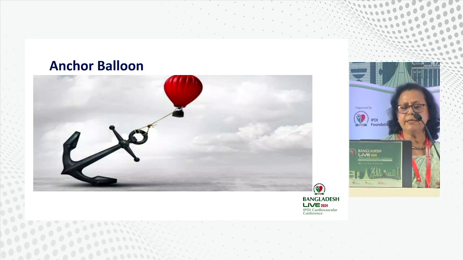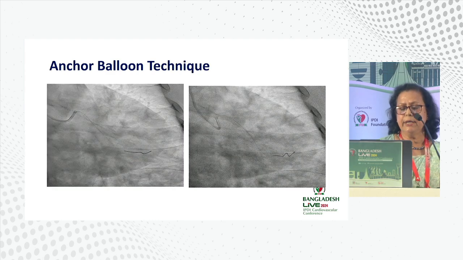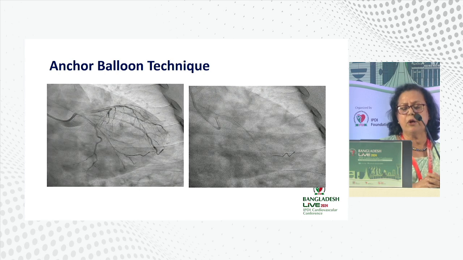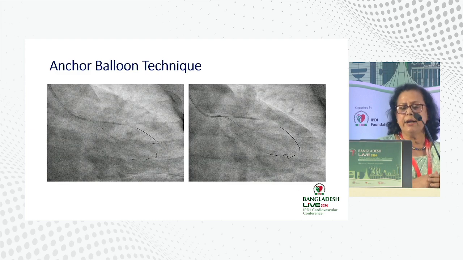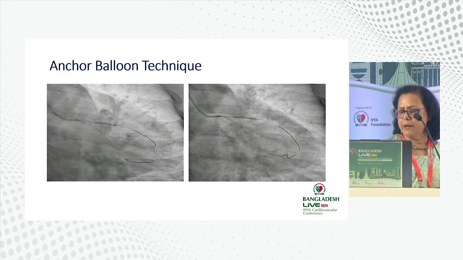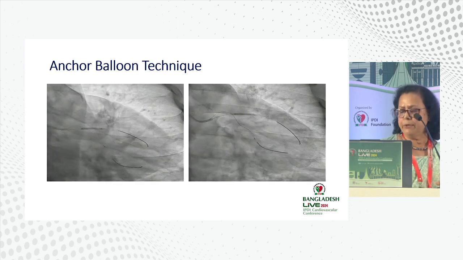And there is another technique, the anchor balloon technique. The anchor balloon was described in 2002, and the balloon is inflated in a non-target side branch of the vessel. This slide shows there is a lesion on this obtuse marginal, but we saw in the second slide that when we were pushing the balloon, the guide catheter came out of the ostium. So we put a wire and keep a balloon in the other branch for the anchoring balloon technique, and then the balloon crosses the lesion. This is an example of the anchor balloon technique.